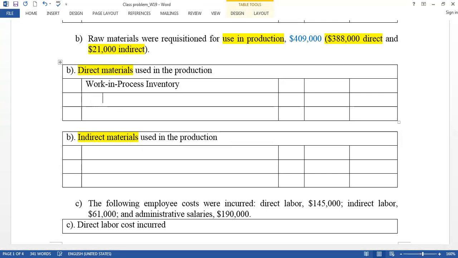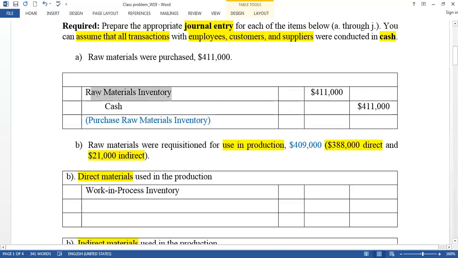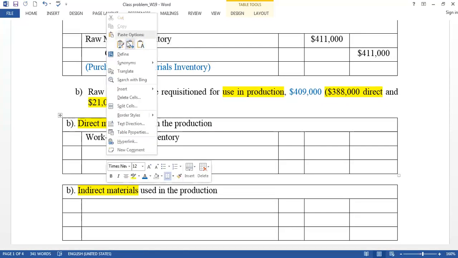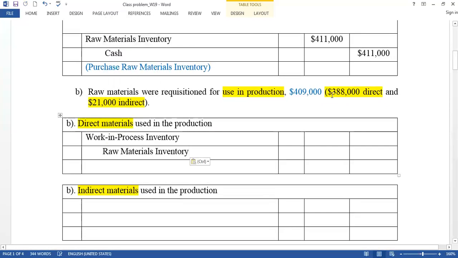And before, you can see that before you record raw materials inventory debit. Why you record raw materials inventory debit? Because our raw material increase. Now when you use it, your raw materials will decrease, right? Now look, raw materials inventory credit. Credit means we use $388,000 of raw materials in the production. And as it is direct materials, we record work in process inventory debit.